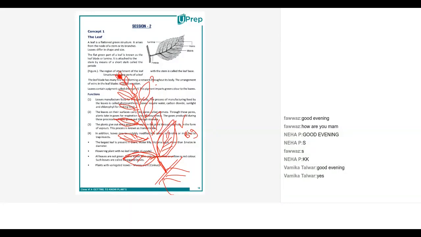The newer leaves will always be smaller. Slowly, as and when they get nutrition, they will also increase in size. And then there is a maximum size that they will reach, and after that, they will not grow anymore. Then they will turn yellow, they will age, and then they will wither off. Okay, this was something very easy.